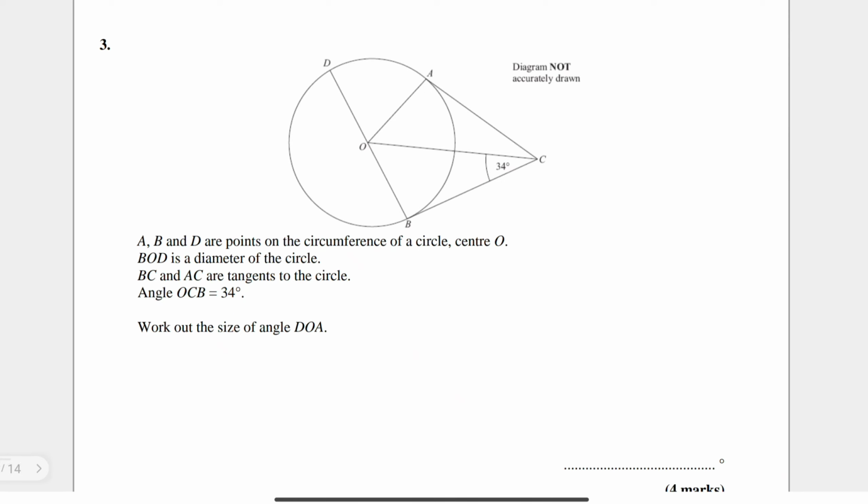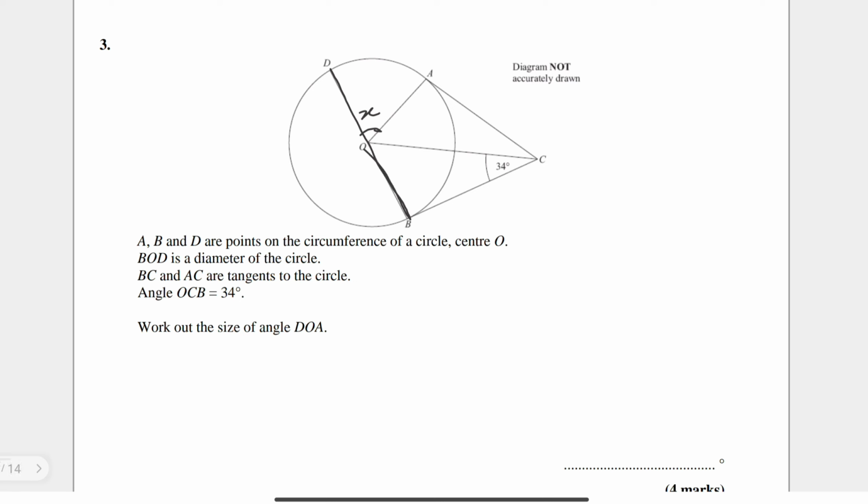A, B, and D are points on the circumference of circle O. BOD is the diameter of the circle. BC and AC are tangents to the circle. Angle OCB is 34 degrees. Work out the size of angle DOA. So we are asked to find this angle DOA. Let's label this X. We know that this is the diameter.